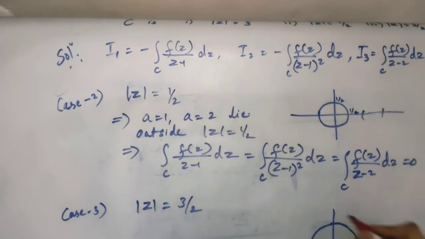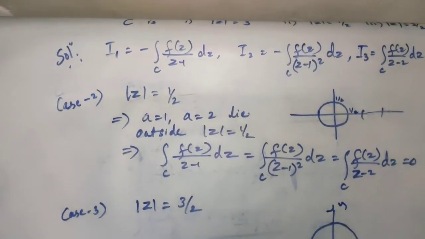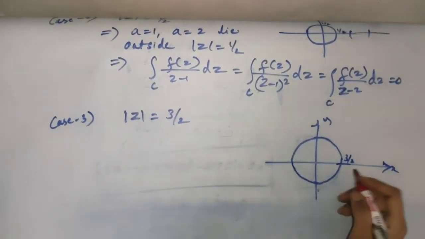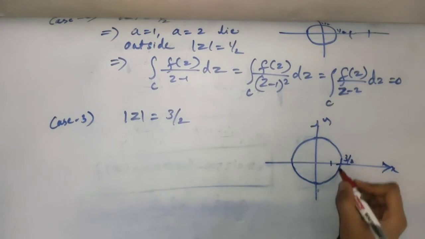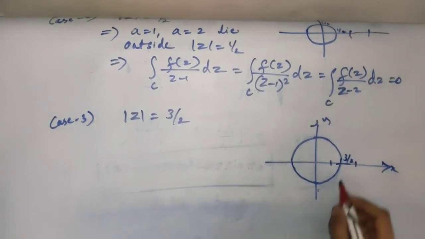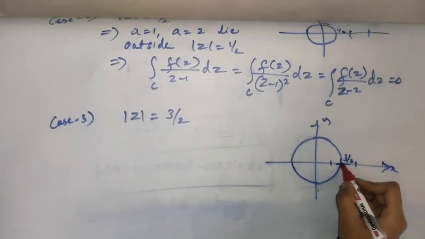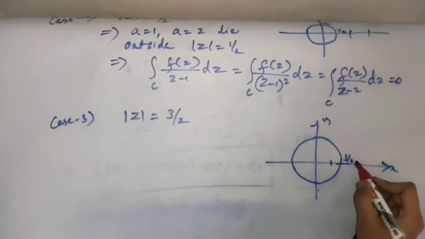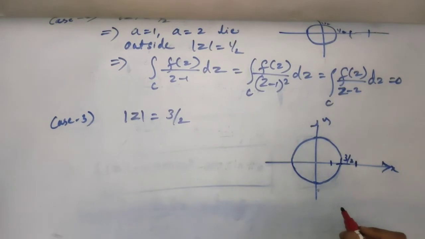Yes. So we have a circle with radius 3 by 2, that is 1.5. 3 by 2 gives you 1.5. Just draw the circle. The radius is 1.5. The point 1 comes over here, and the point 2 comes here, right? This point is exactly 1.5. 1 comes inside the circle, whereas the point 2 comes outside the circle.